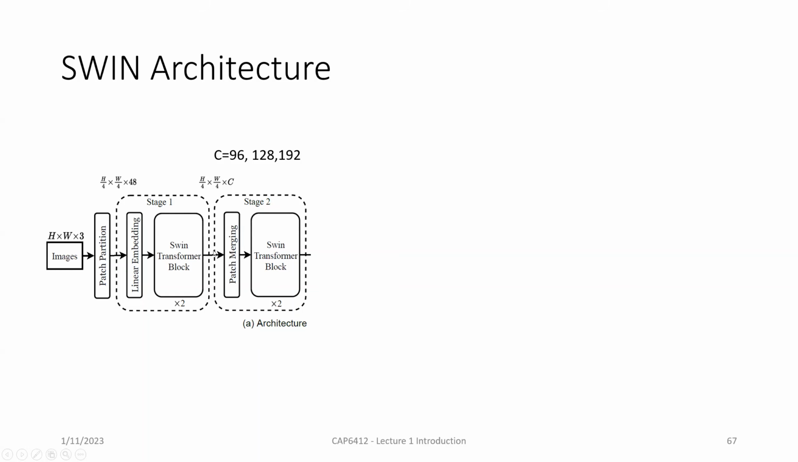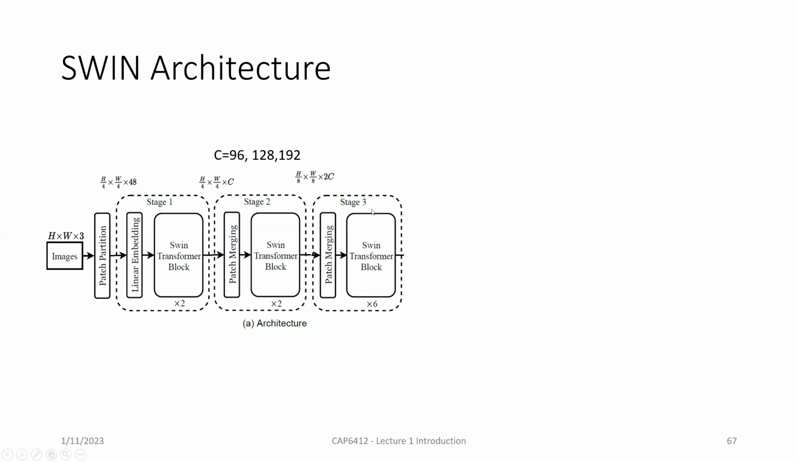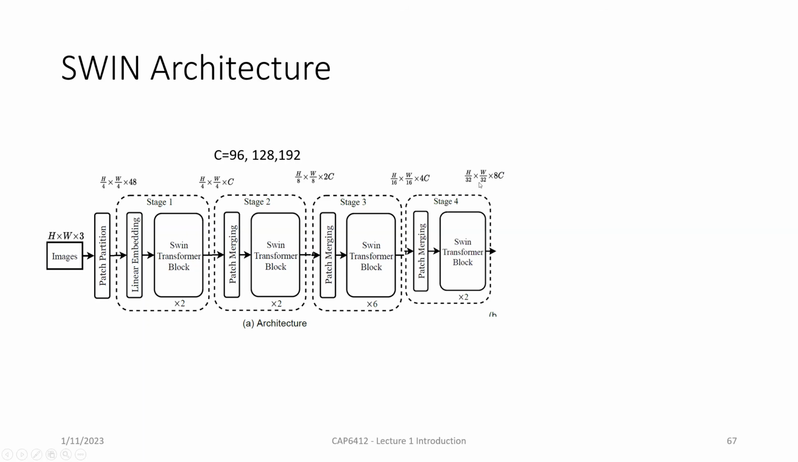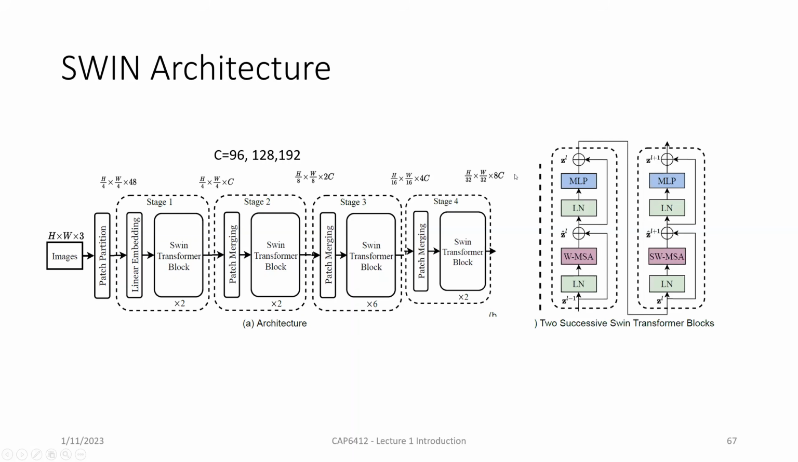So then we'll have stage 2. Again, we'll do the merge, and then 2 blocks of Swin. I'm going to explain. Now we will have the 8 by 8, and we'll increase the dimension to 2C. So we'll have stage 3, same thing. Now we'll have 6 blocks of that page merging. So here now it'll be 16 by 16, and we'll increase to 4C. And stage 4, again page merging, it'll be 32 by 32, and we'll increase this to 8C.